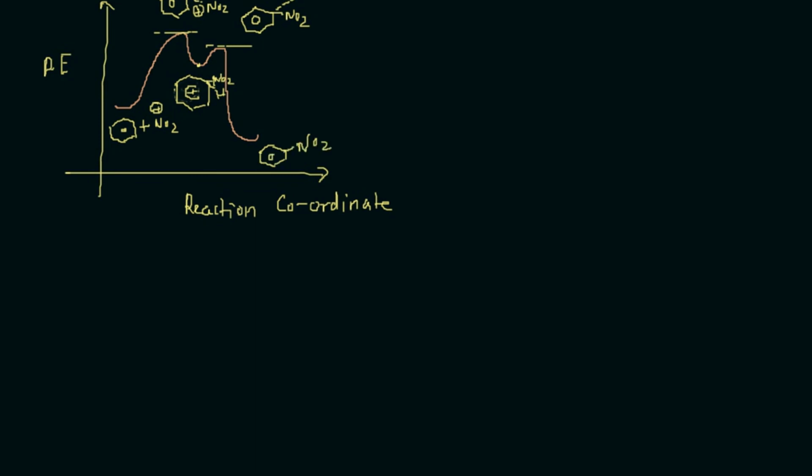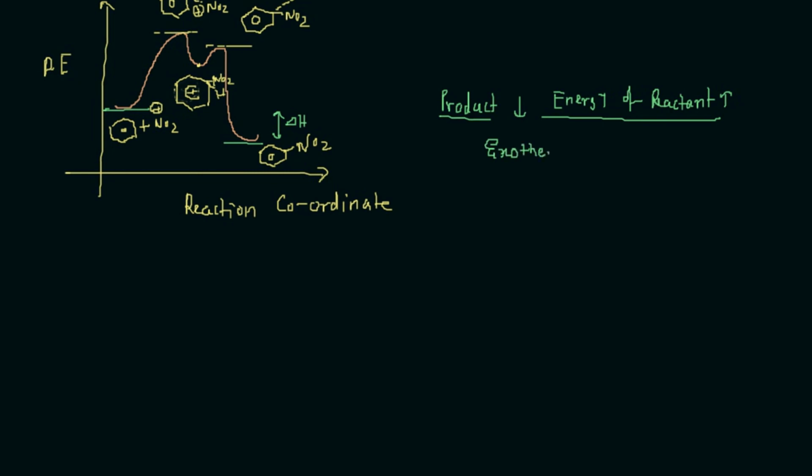It's nothing but the benzene with the NO2 group. And you know that towards the left hand side we have our reactant. So this is the energy of reactant and this is the energy of product, and the difference is called delta H. You can see the energy of product is lesser compared to the energy of reactant. So we can call this reaction an exothermic reaction.